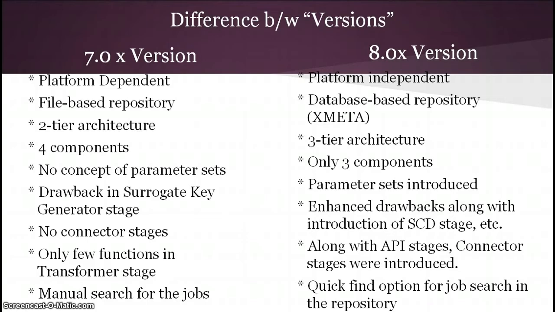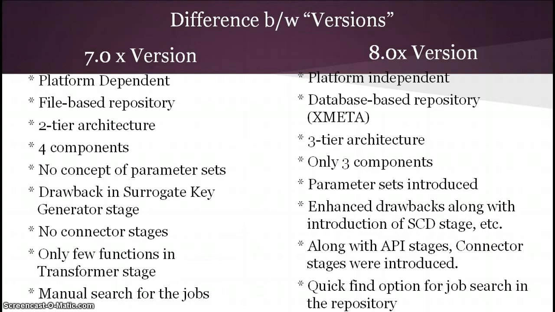So basically, the 7x version is a two-tier architecture. Two-tier means there is a bottom Unix server, and DataStage is built on top of the Unix. And the 8x version is three-tier, because, as I said, there is the XMeta database. There is the bottom Unix server, then the XMeta database on which the repository, all the files and everything is stored, and then on top of that DataStage is built. So yeah, that's three-tier.